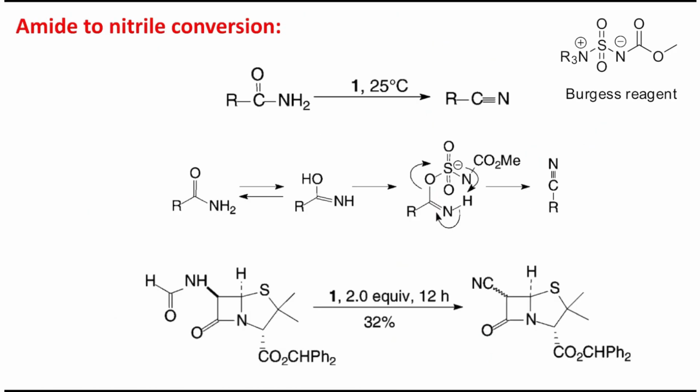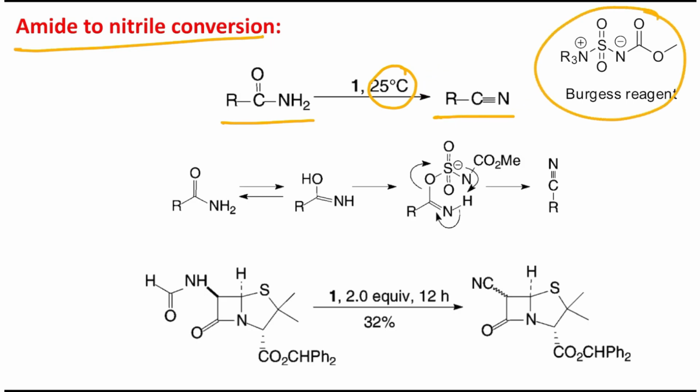Now let's go to another type of example, amide to nitrile conversion. If you look at this example, this is an amide, and at 25 degrees centigrade it is converted into nitrile. Previously we have studied, student, that if you take an amide, take P2O5 and heat it significantly, then water is eliminated and in this way it produces nitrile. But this is the beauty of this Burgess reagent, that you can achieve it at room temperature.